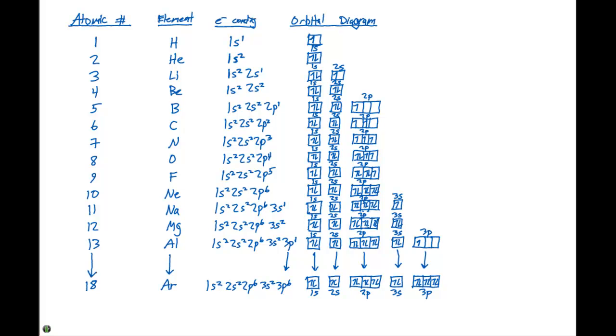And in the next video, I will go through and write out the electron configuration and block diagrams for elements 19 through 30.